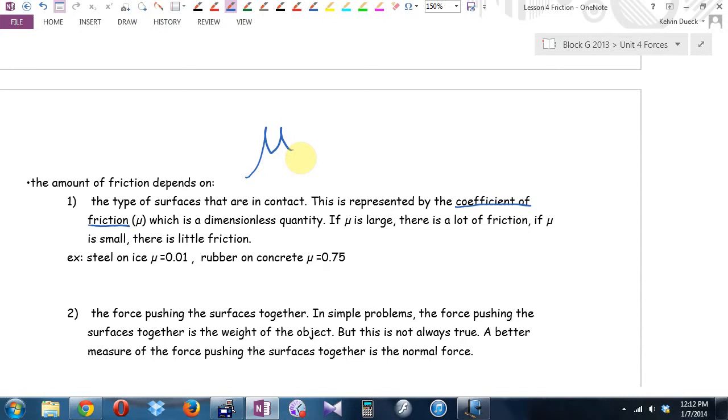It has no units. So if you ask me, what do we measure mu in? Nothing. It's a unitless number. In fact, it's a ratio. So I gave you a couple of examples. If mu is large, there's lots of friction. If mu is small, there's going to be little friction. Steel and ice, nearly zero.